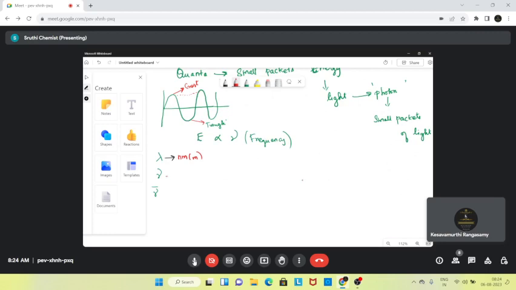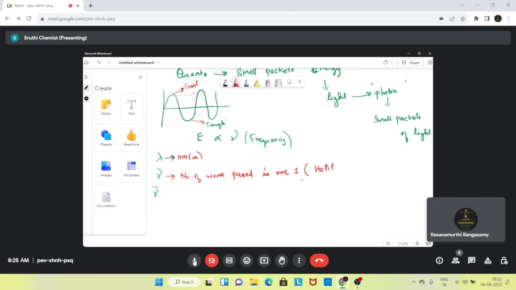Then what about frequency? Frequency is the number of waves passed in 1 second. This is our nu. So what is the symbol of nu?